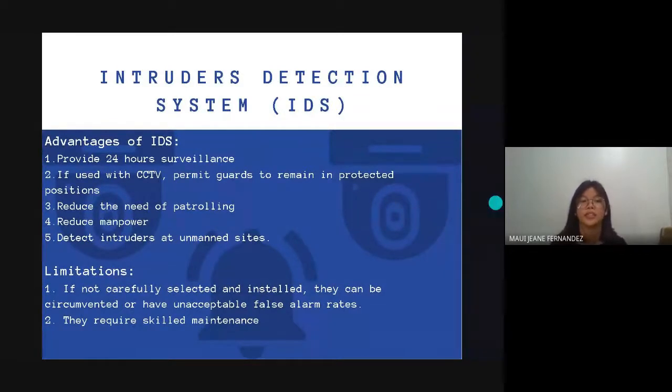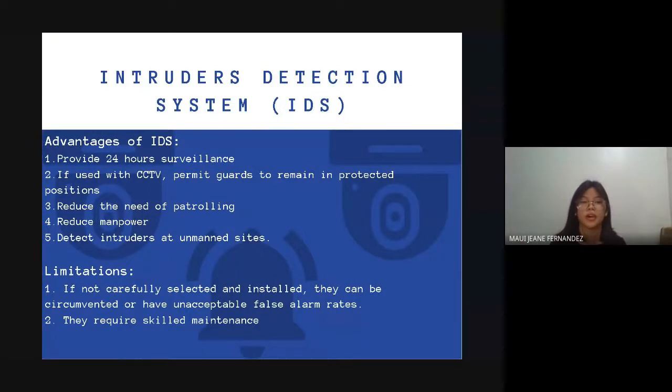Next is the intruders detection system. These are electronic devices for detecting entry or in some cases attempted entry of an intruder and signaling an alarm. Advantages of intruders detection system. First is provide 24-hour surveillance. Second, if used with CCTV, permit guards to remain in protected position.